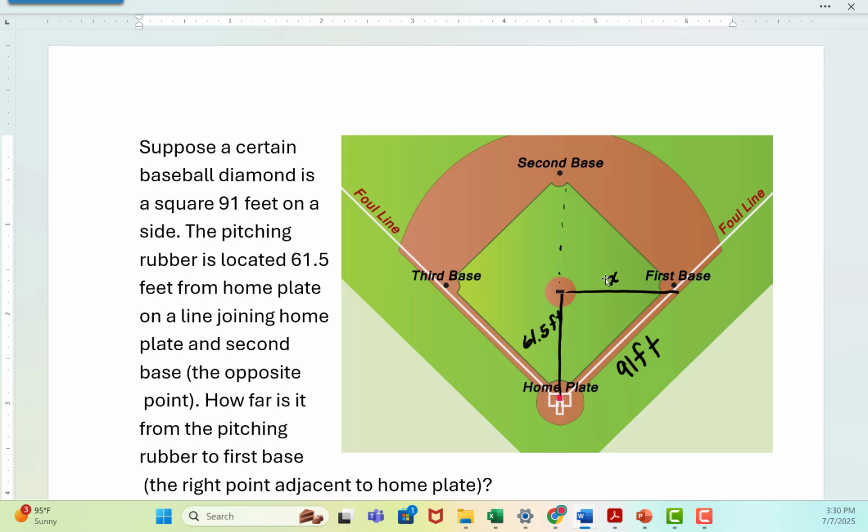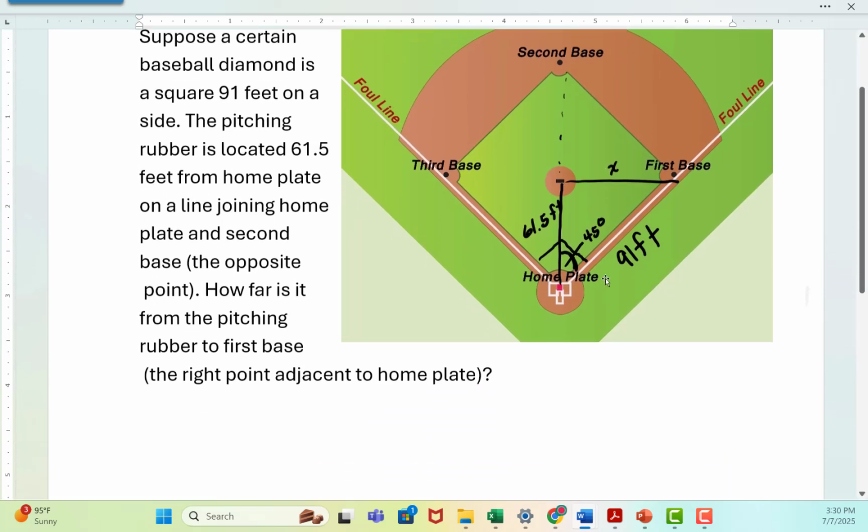Well, remember they told us here that the diamond is a square, which means that this corner is 90 degrees. And because we're going from one corner of the square to the opposite corner of the square on this line, basically I'm splitting this angle, right? So the measure of this angle, just this part, is going to be 45 degrees. So that gives me the angle that I need so that I can use the law of cosines.